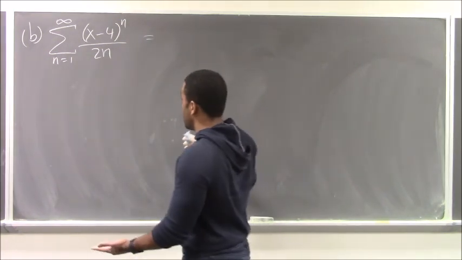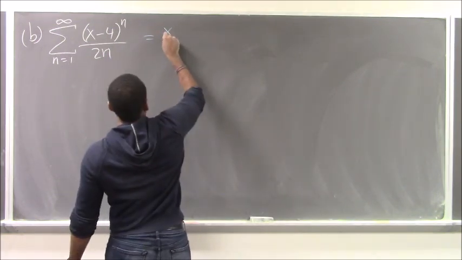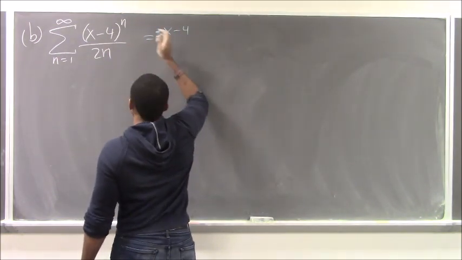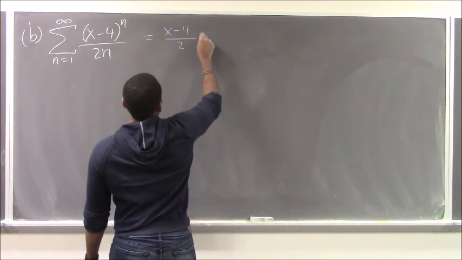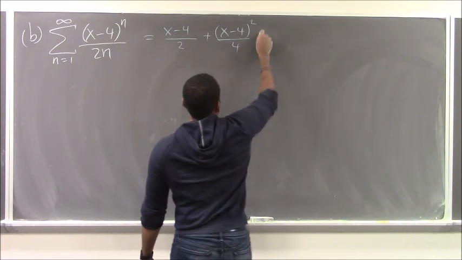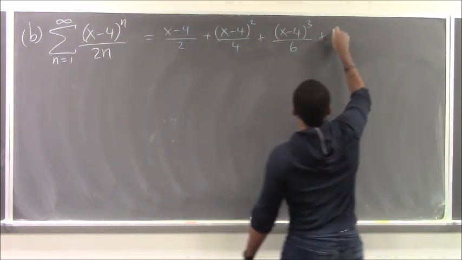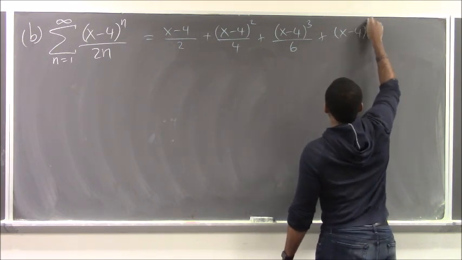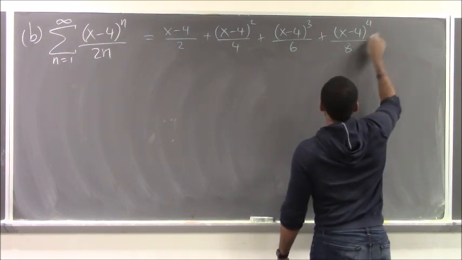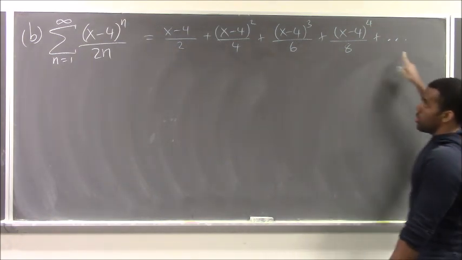So just for fun, just writing out what this would actually look like. If you wrote n equals 0, you would have, sorry, you'd have x minus 4 over 2 plus x minus 4 squared over 4 plus x minus 4 cubed over 6 plus x minus 4 to the 4th over 8 plus dot dot dot. So this guy actually looks like this polynomial.